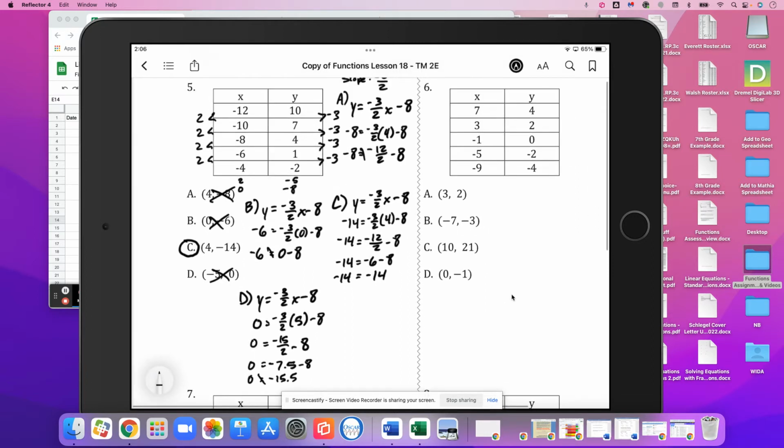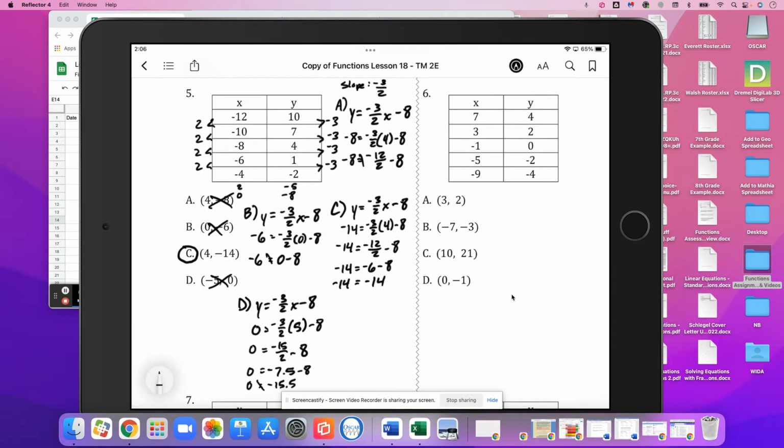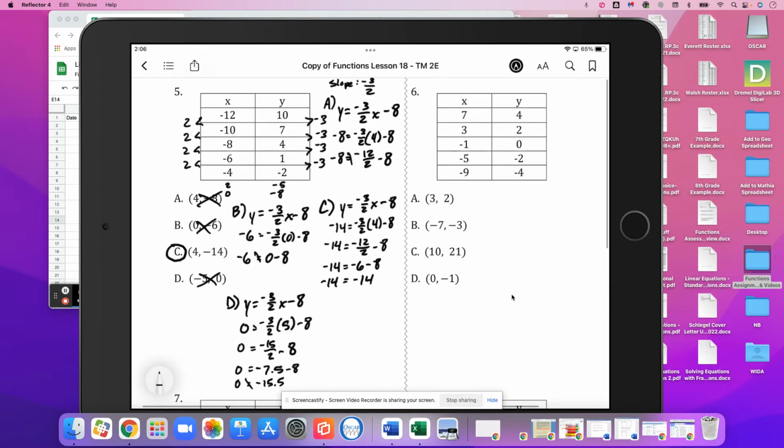Okay, I'll leave this here for notes if that's something you need. And that one was particularly nasty. 5 is a toughie. So I'm going to move on.